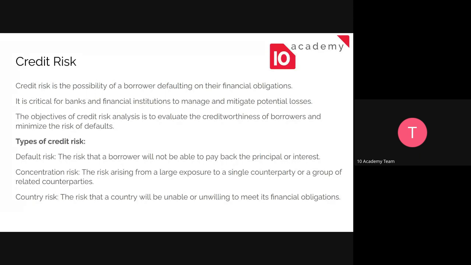It is more quantitative than qualitative. Mainly, credit risk is just the possibility of a borrower not returning the money they borrowed. This is critical for banks and financial institutions to manage and mitigate their potential loss. They don't want to lose their money, so they want to be sure that you can return the money on time and in full. The objective of credit risk analysis is to validate the creditworthiness of borrowers and minimize the risk of defaults.